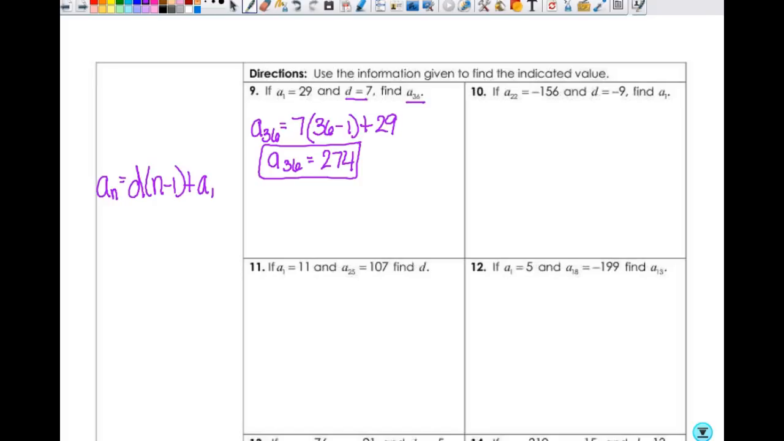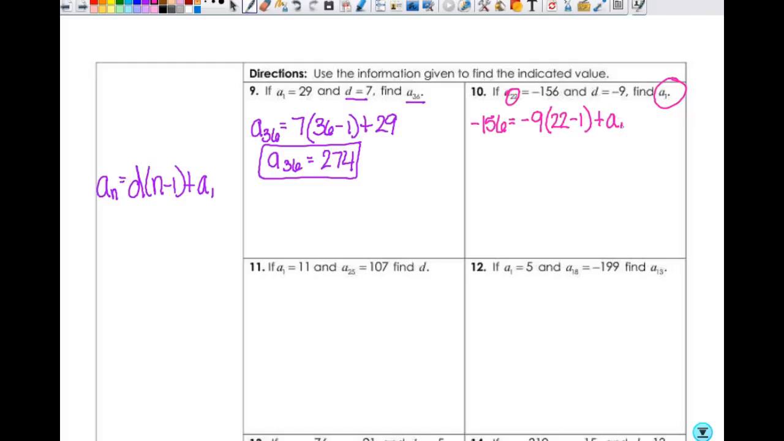So let's look at number 10. Number 10 is a little different. It asks me for A1, and it gives me some other stuff. It gives me A22, so I know what A22 is. It's negative 156. That's equal to the common difference, which is negative 9, times n, which would be 22, minus 1, plus A1.